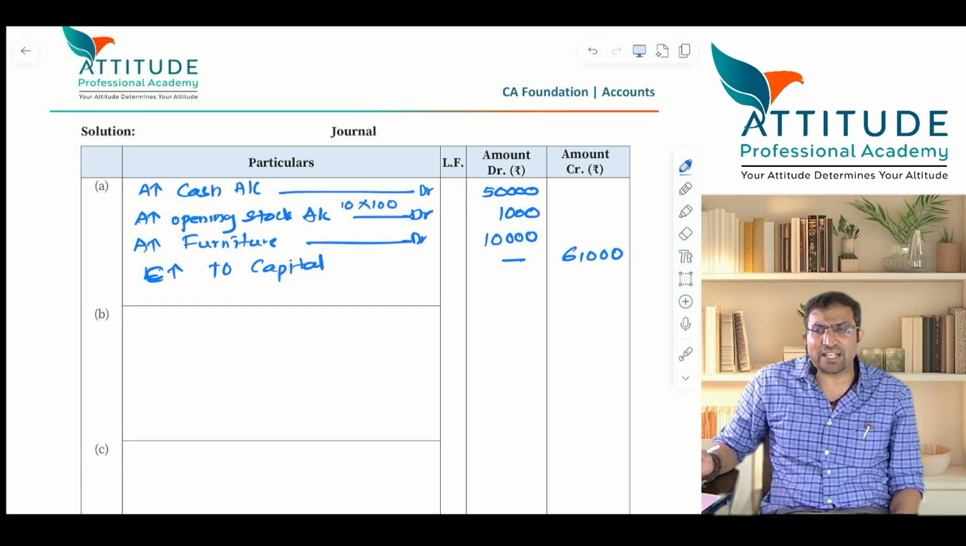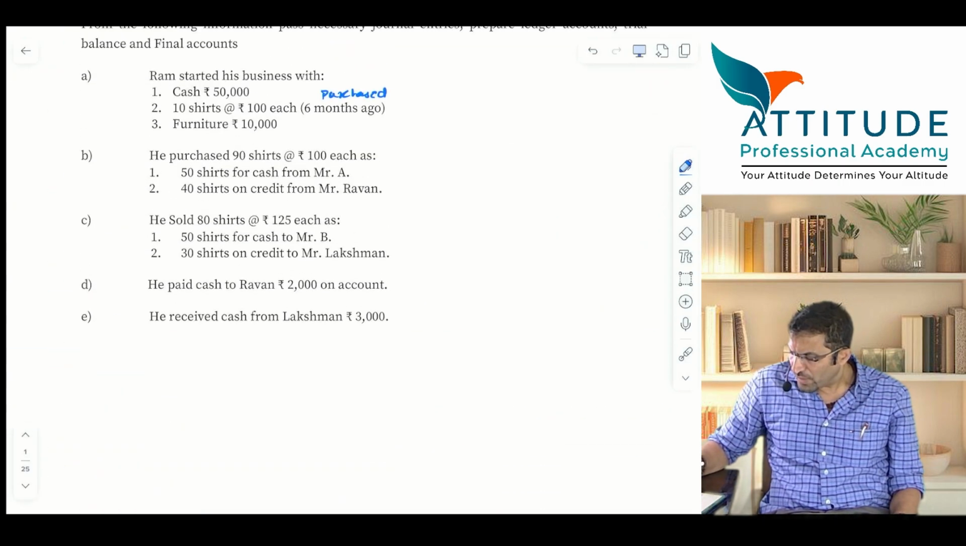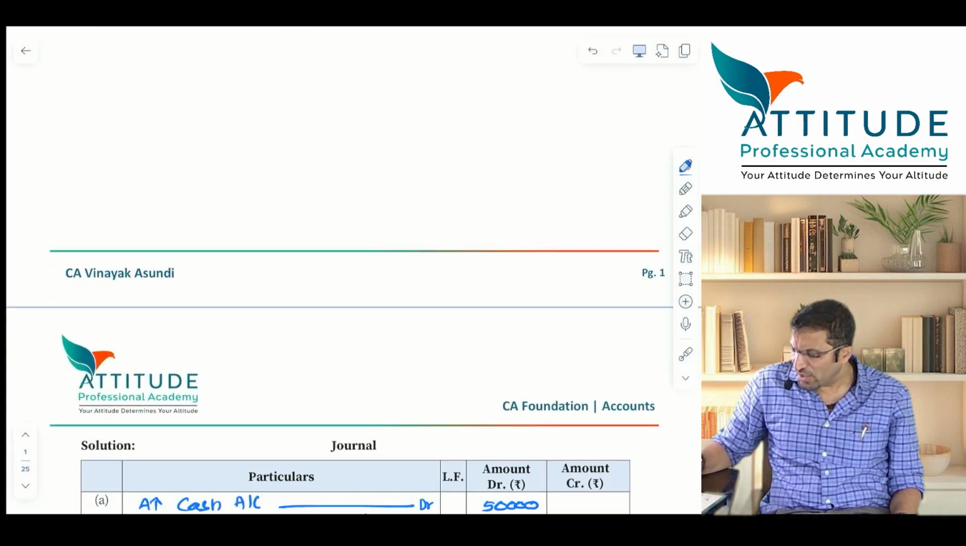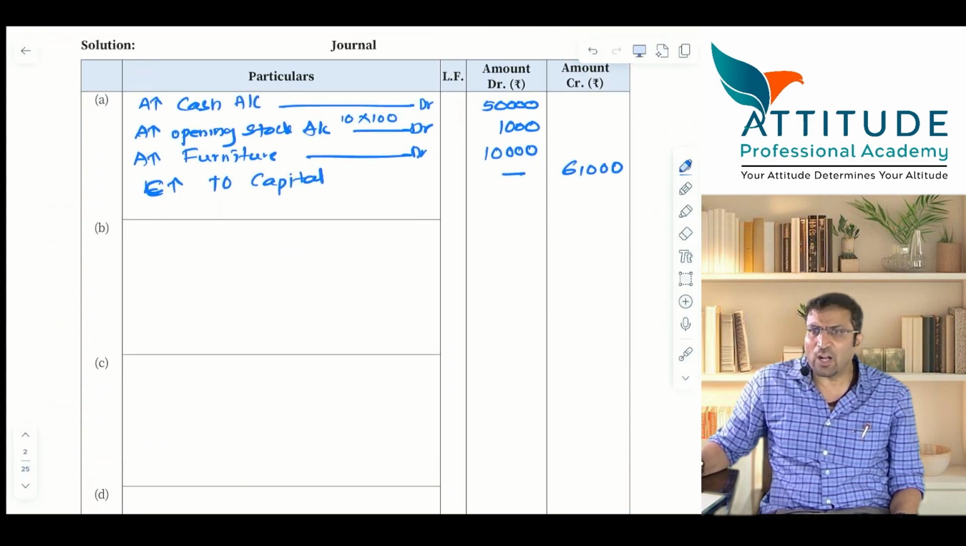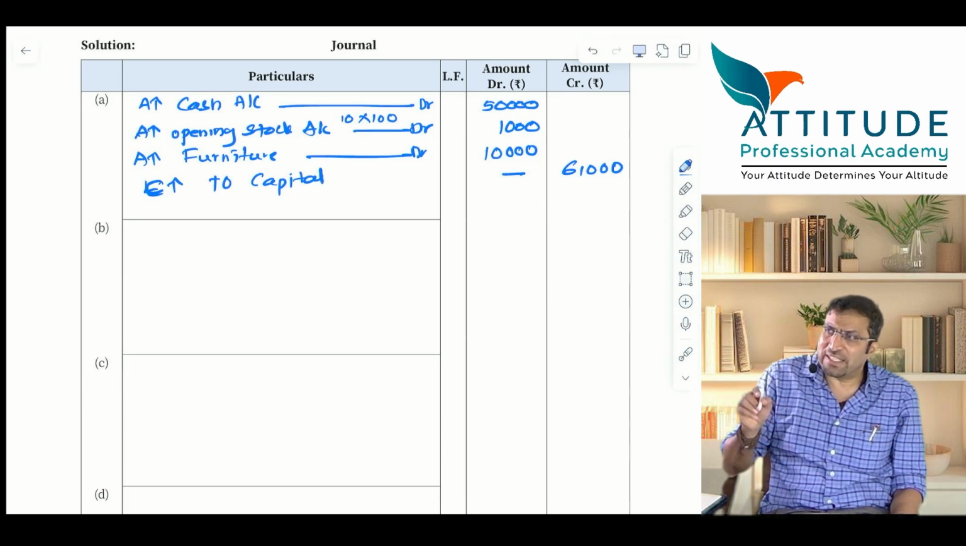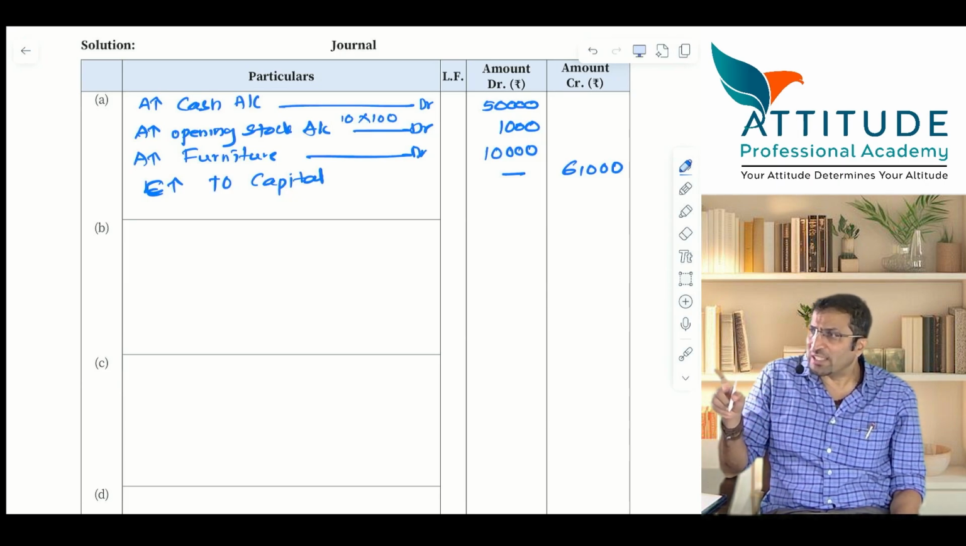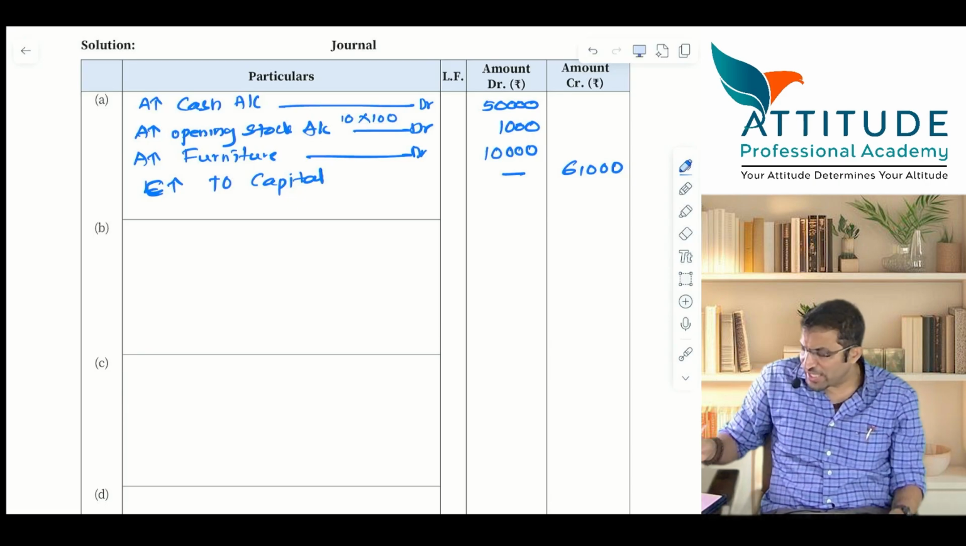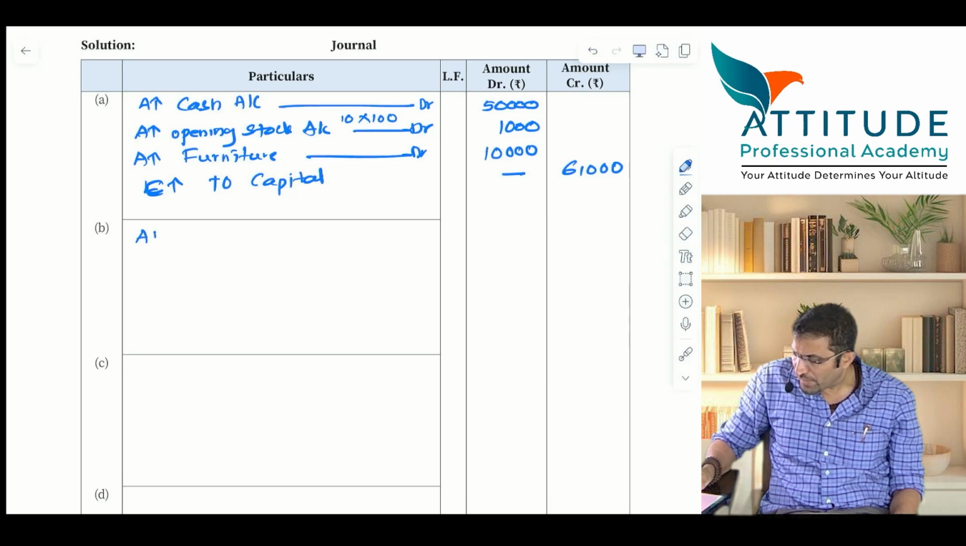In the second transaction, if you go to see, he purchased 90 shirts at the rate of 100 each. And out of that, 50 shirts he is purchasing for cash. And 40 shirts he is purchasing on credit from Mr. Ravan. Is that clear? Now, please tell me the entry. What did you get? You got the goods. He is a dealer in shirts. Goods will take 6 color. Which color? Purchase. Entry. Either asset increases or expense increases. Purchases account debit.